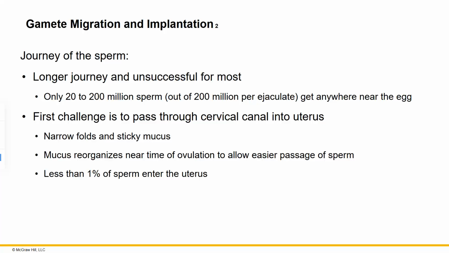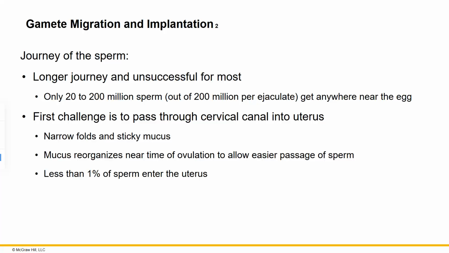Now, what happens when you get pregnant? So we'll talk about the journey of the sperm. So the sperm, longer journey and unsuccessful for most. Only 20 to 200 million sperm out of 200 million per ejaculate get anywhere near the egg. The first challenge, this slide is not accurate. It should be 20 to 200,000 sperm out of 200 million get anywhere near the egg.